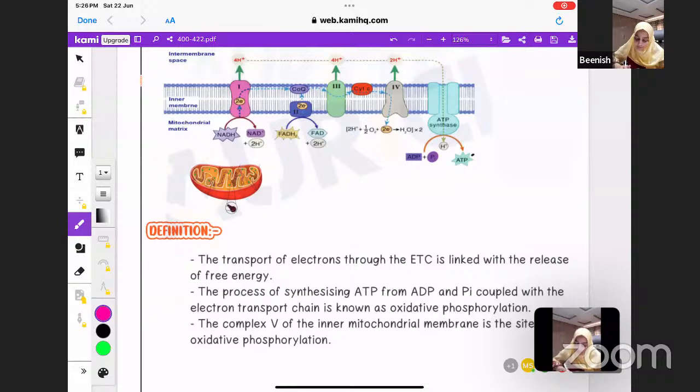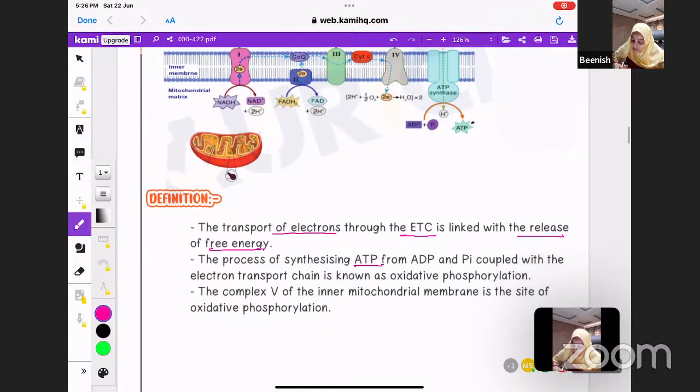Okay. So there is transport of electrons through the electron transport chain, and it is linked with release of free energy. As electrons are transferred from one complex to the other, there is release of free energy. The process of synthesizing ATP from ADP coupled with the electron transport chain is known as oxidative phosphorylation. So what is oxidative phosphorylation?